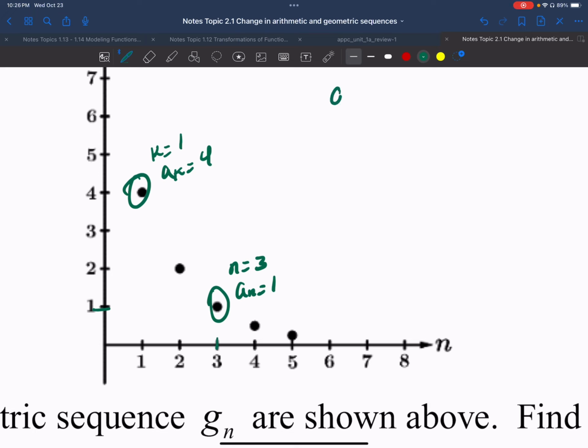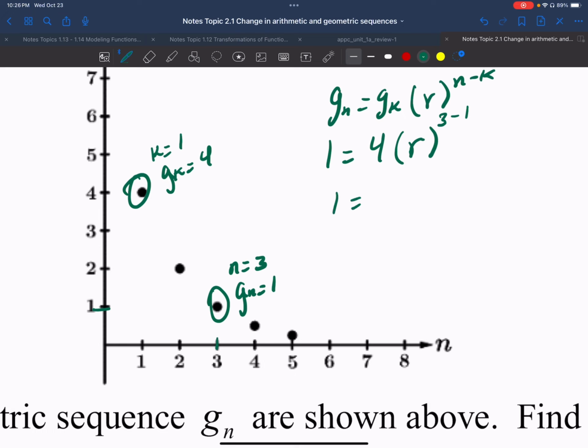Going back to my equation, g of n equals g sub k times r to the power of n minus k. I know that g of n is equal to 1 and g sub k is equal to 4. I know my common ratio needs to be found, so I'm going to leave it as r. And I know that n is 3 and k is 1. So I get 1 equals 4 times r to the power of 2.